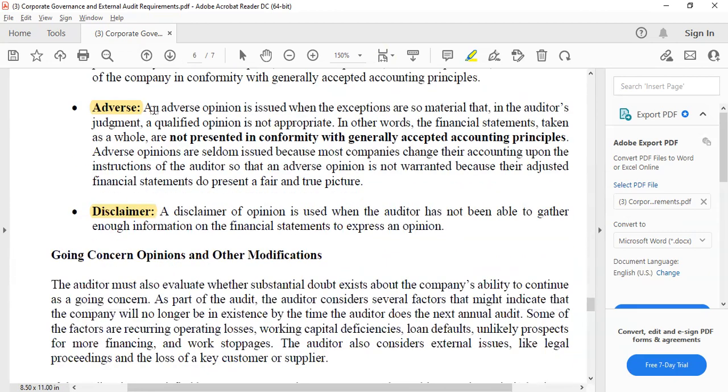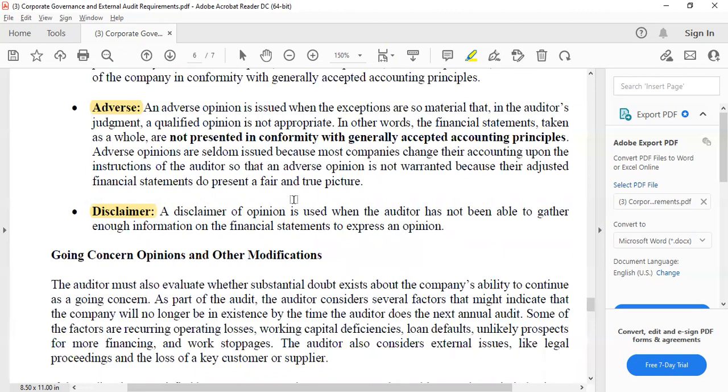Now, when should the auditor issue an adverse opinion? An adverse opinion is issued when the exceptions are so material that in the auditor's judgment, a qualified opinion is not appropriate. So mas worse siya sa qualified, no? Di ba sa qualified, naa siyay sayop, pero dili ra kaayo dako. So it means that bisan naa sayop, pwede pa magamit ang financial statements. But here for adverse, ang mga sayop, ang mga exceptions are so significant, so material that would affect the entire utility or entire value of the financial statements.